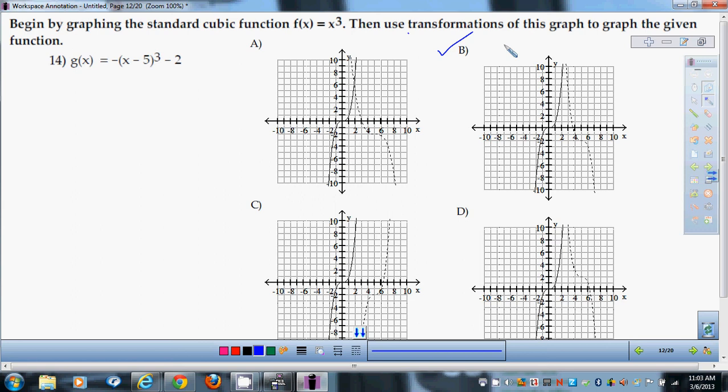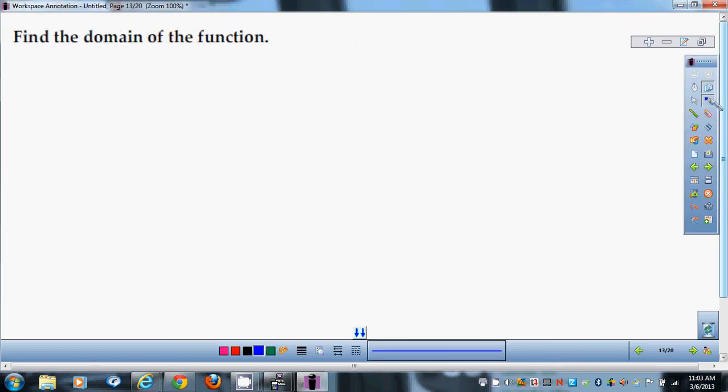Find the domain. What's it going to look like? What do we have to do? Sam, what's it going to look like? It's a function, and you have to check whether that function is going to be impossible. What do we do with things under a radical?